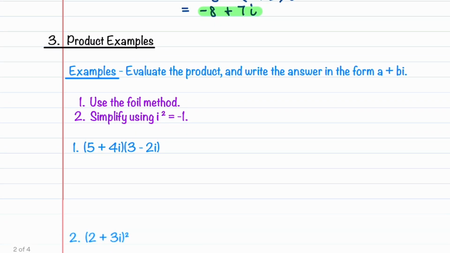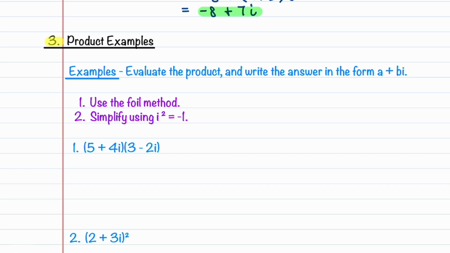The next examples that we're going to look at are what we call product examples. In these examples, we're going to be given 2 complex numbers, and we're just going to multiply them. When we multiply 2 complex numbers, we have to use the FOIL method. That's when you multiply 2 binomials. The FOIL stands for first, outer, inner, and last. I have a video on that if you need to review it. After you use the FOIL method, you're going to simplify the product, and we're going to use i squared is equal to -1. Let's look at our first example.